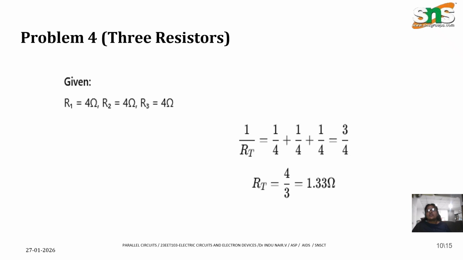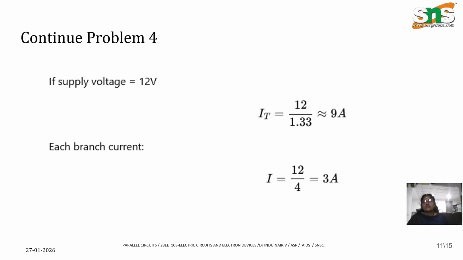Now problem 4, given 3 resistors, R1 is 4 ohms, R2 is 4 ohms and R3 is 4 ohms. Now 1 by R equivalent is 1 by 4 plus 1 by 4 plus 1 by 4, that is 3 by 4. So R total is equal to 4 by 3, 1.33 ohms.